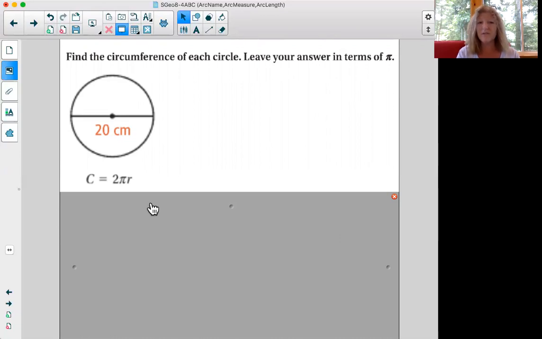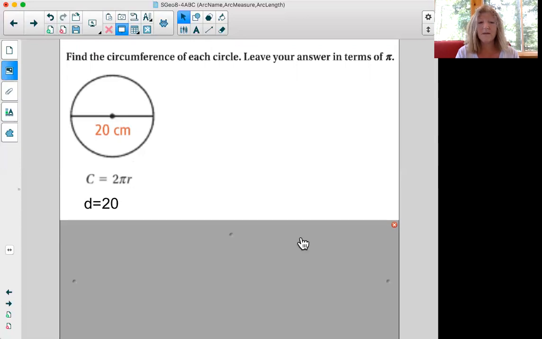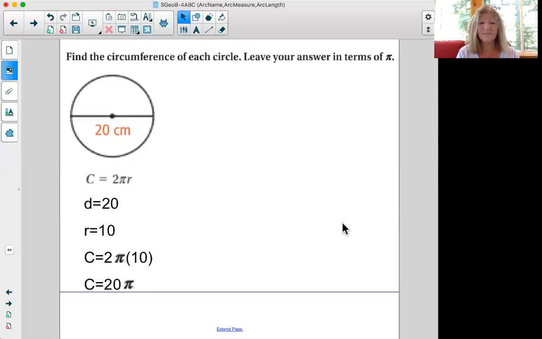So pause, find the circumference of this circle, and then press play for the solution. For this one, be careful if you're using the formula 2 pi r. You have to remember that in this case, we're given the diameter, and so therefore the radius would just be 10. When you plug it into the formula, you get that the circumference is 20 pi for this circle.